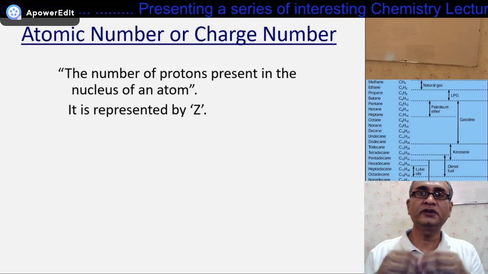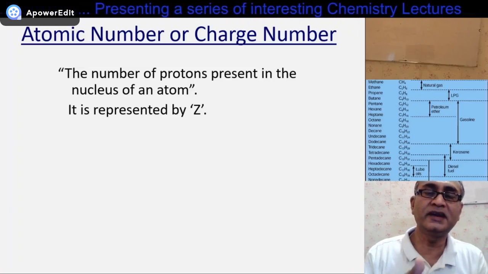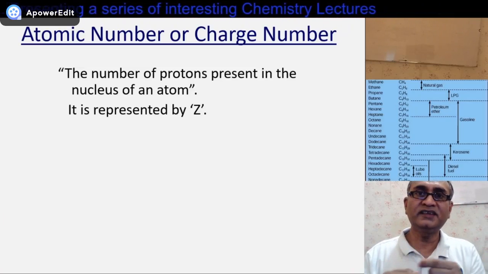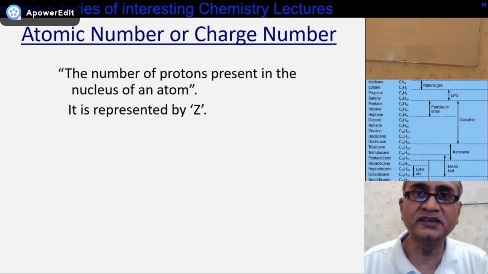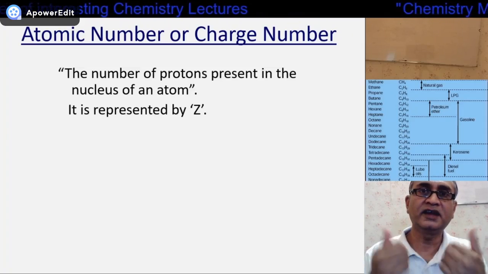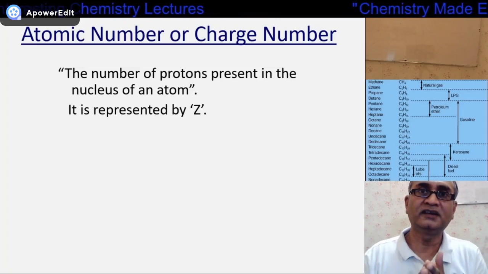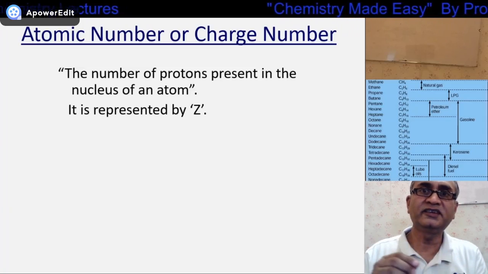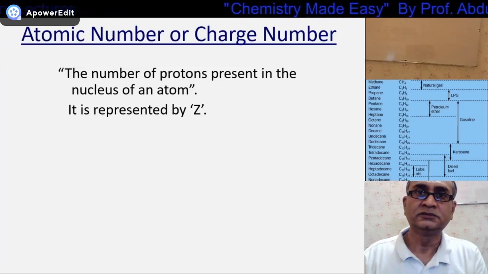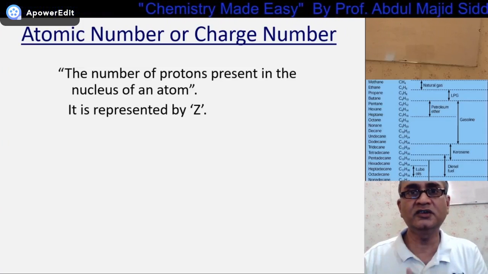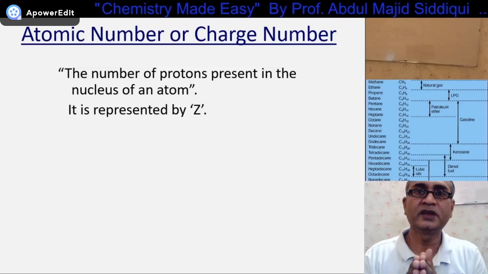Similarly, three protons in the nucleus of an atom, we call it lithium. Four protons, we call it beryllium. Five, boron. Six, carbon. So as the number of protons changes, the properties and characteristics of the atom change. It's like the roll number or seat number: as the seat number changes, the details about the student change.